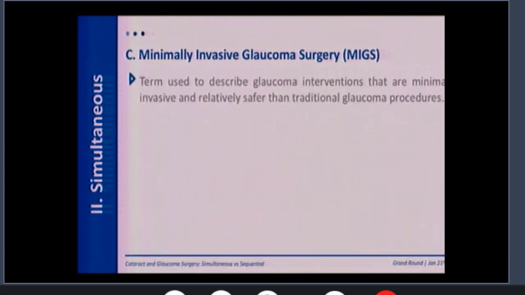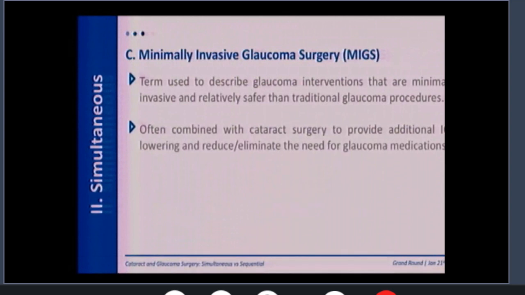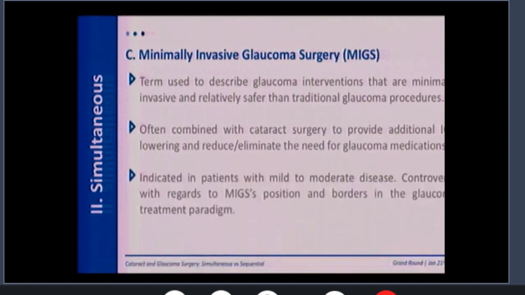When we say MIGS, what we refer to is minimally invasive glaucoma surgery, a term used in the glaucoma community to describe interventions that are minimally invasive, yet relatively safer than standard or traditional glaucoma surgery. Those procedures are often combined with cataract surgery to provide additional IOP lowering and reduce or potentially eliminate the need for glaucoma medications. Most minimally invasive glaucoma procedures are indicated in mild to moderate disease.